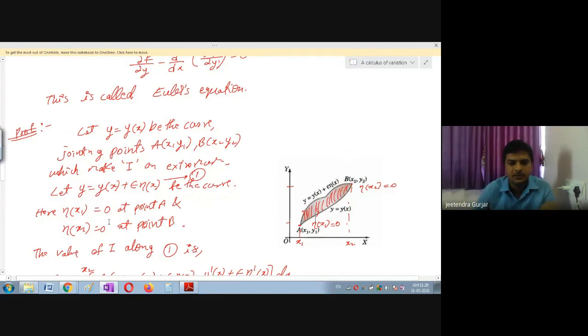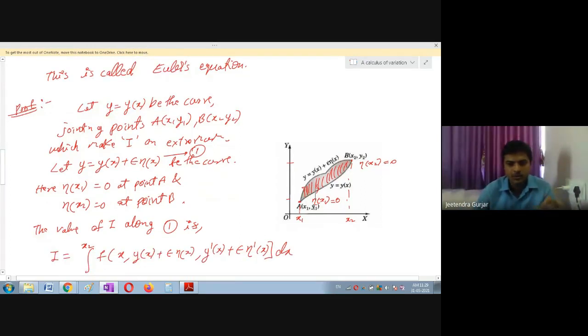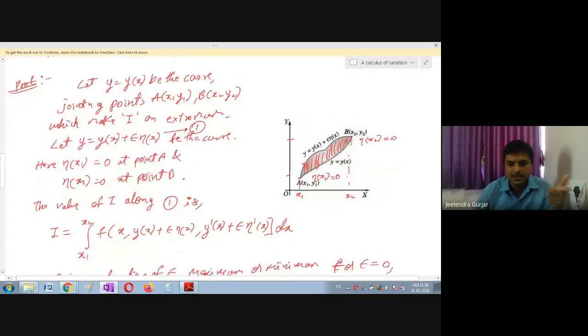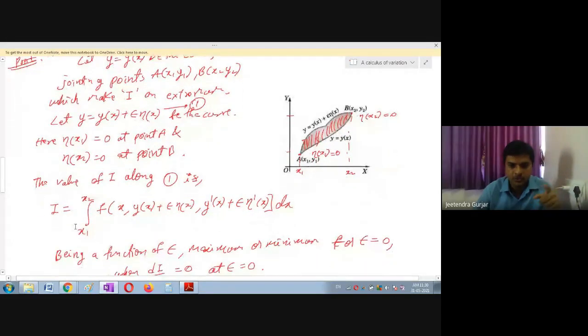What you have to remember from the graph is that at point A, nu of x1 is equal to 0 because it is the starting point. Both curves meet at this point, so this is 0 and there is no gap between them. Then at point B, nu of x2 is equal to 0, so again there is no gap. Therefore this extra part is not there. Keeping this in mind, we take the integral sign for these two curves.